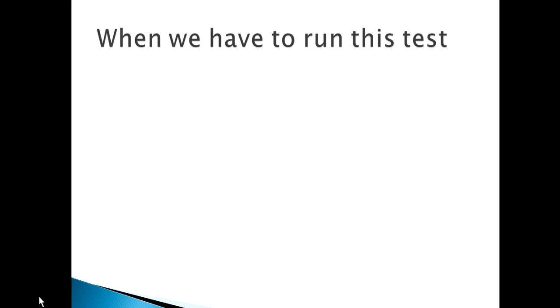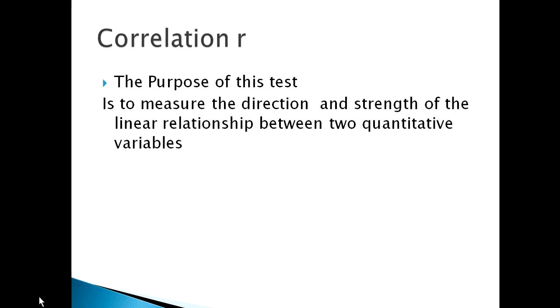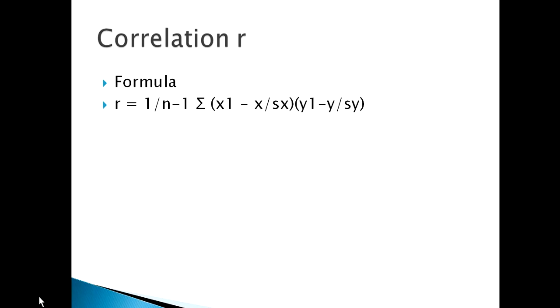When do we run this test? When we want to know if there is an association between two variables, and these variables must be continuous or quantitative variables. The purpose of this test is to measure the direction and strength of the linear relationship between two quantitative or continuous variables. Here is the formula, and you don't have to know it because this formula will be applied automatically by the software itself.